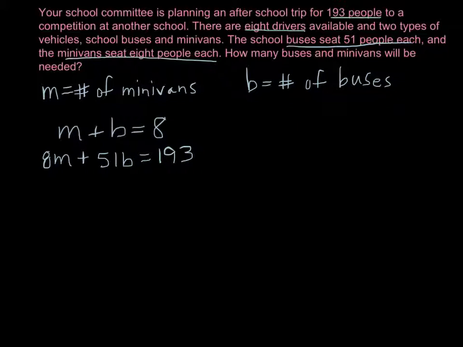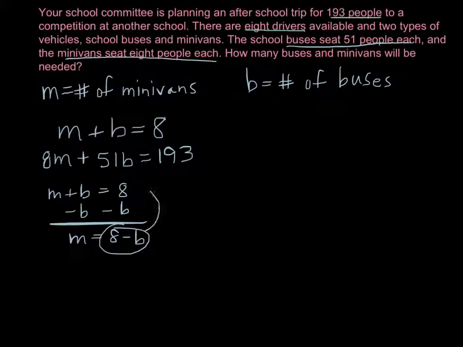So I'll take the top equation and get one of my variables by itself, because I have an m and a b, and I can go ahead and get one of them by itself. So I'll get m by itself. I'll rewrite the top equation here, m plus b equals 8, and I'll subtract b so I can get m by itself. M equals 8 minus b. Now you have to take what m equals and plug it into the other equation for m. So we have 8 times 8 minus b plus 51b equals 193.